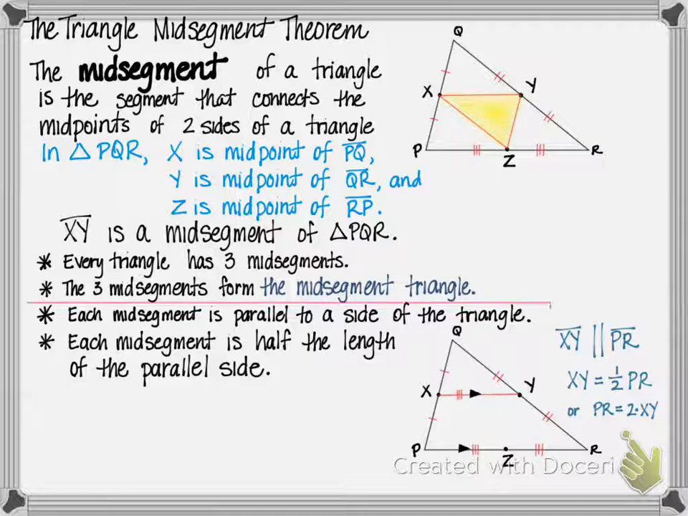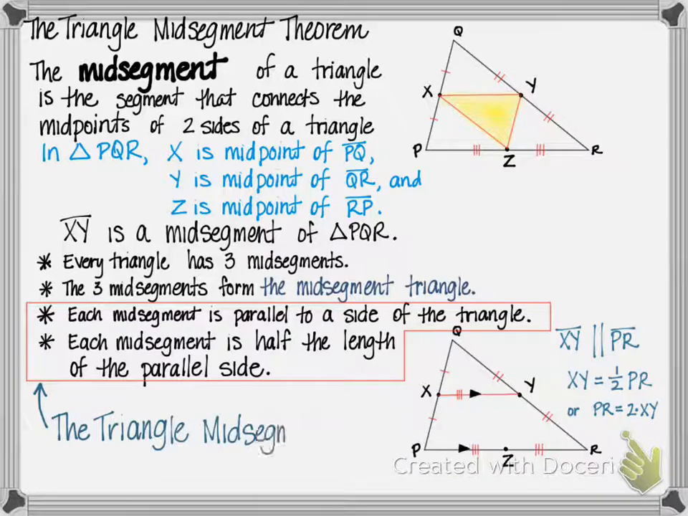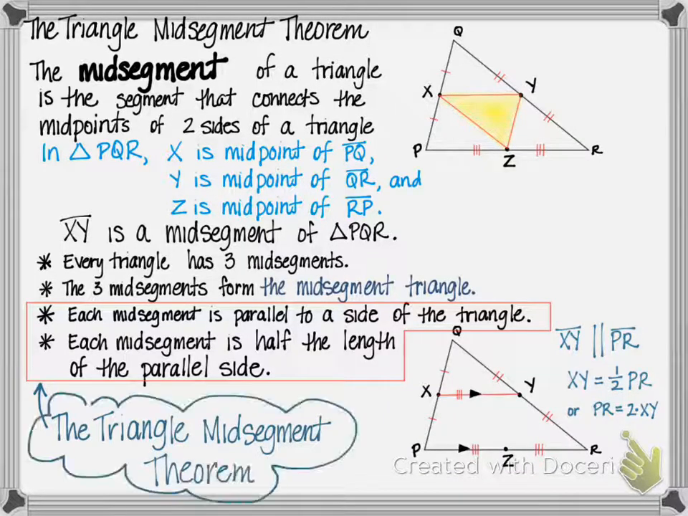Now, these two statements put together form the Triangle Midsegment Theorem. Again, it's provable. It's a theorem. We use it a lot. The proof is typically done as a coordinate proof.